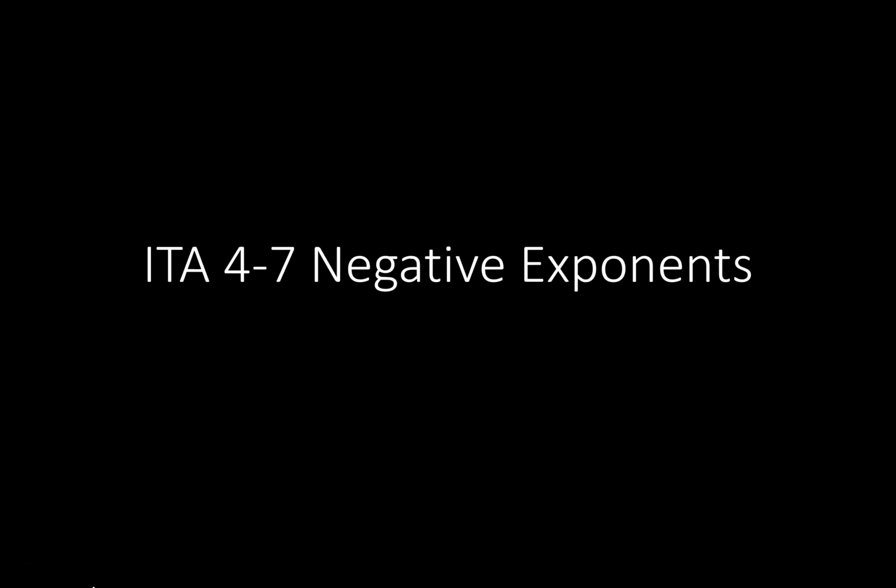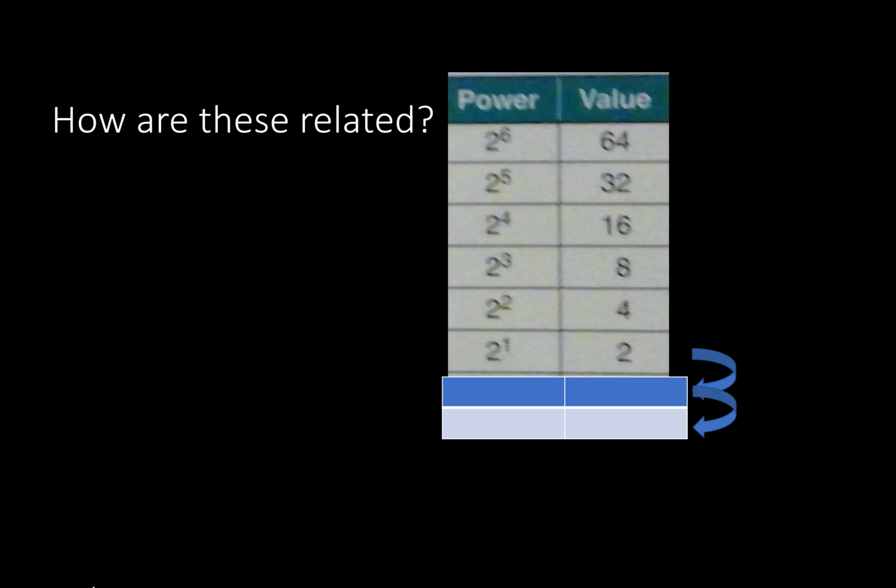All right, section 7, negative exponents. Let's go. Okay, so how are these related here? If I looked at this, I say 2 to the 6th is 64, 2 to the 5th is 32, 2 to the 4th is 16. Each time I'm going down here, how are these related?